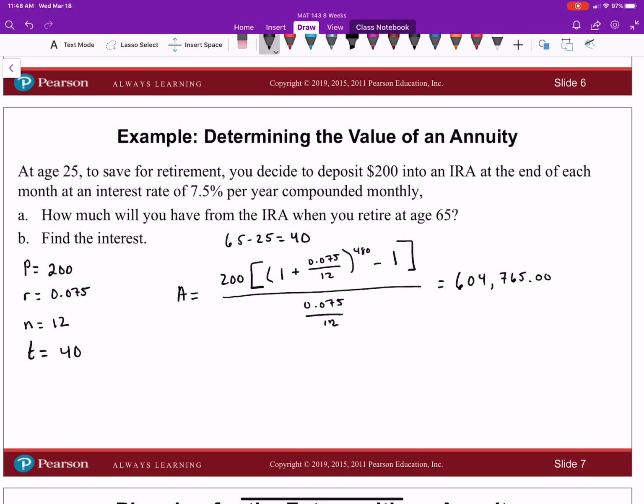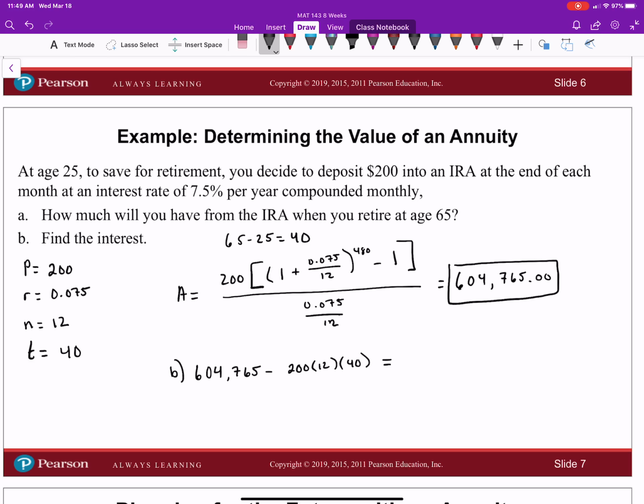It's a good little chunk of change, right? So now for part B, we want to find out what type of interest we accrued. To figure that out, we take $604,765 and then subtract the 200 times 12 times 40. Then we should get what?